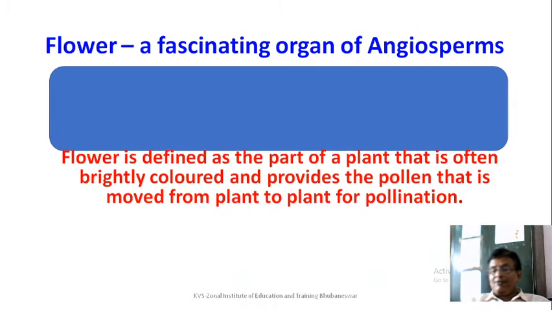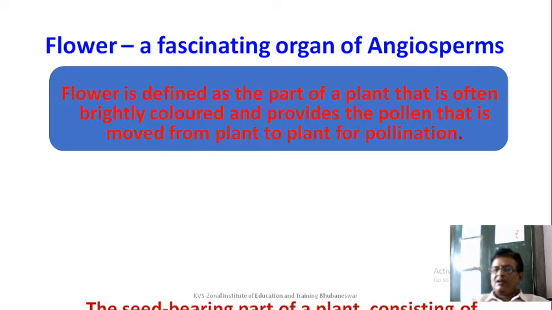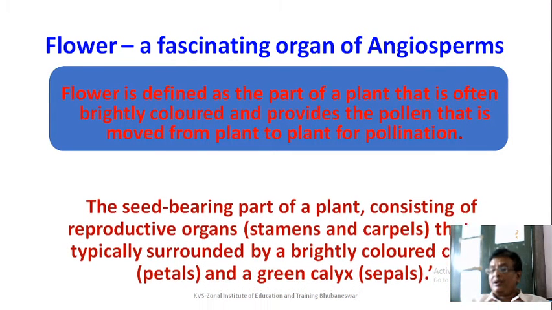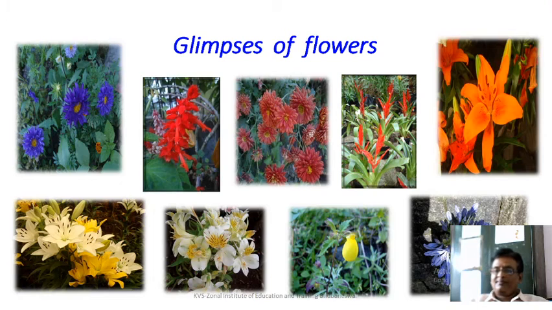So what is a flower? We know that a flower is the reproductive part of a plant. It is defined as the part of the plant that is often brightly colored and provides the pollen that is moved from plant to plant for pollination. The botanical definition is that the flower is the seed bearing part of the plant consisting of reproductive organs, stamen and carpel. They are typically surrounded by a brightly colored corolla and green calyx.